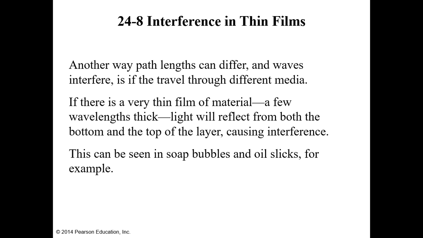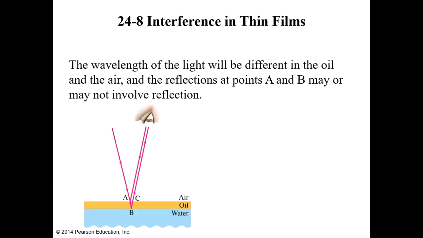But here's another method. If you have a thin film of material that's only a few wavelengths thick, on the order of micrometers, then light is going to reflect from both the bottom and the top of that thin film. Both of those reflected rays are going to cause interference, whether constructive or destructive. If it's constructive, you're going to see a color. If it's destructive, you're not going to see a color. You can see that in soap bubbles, oil slicks, and a hundred other places. Here's what's happening.